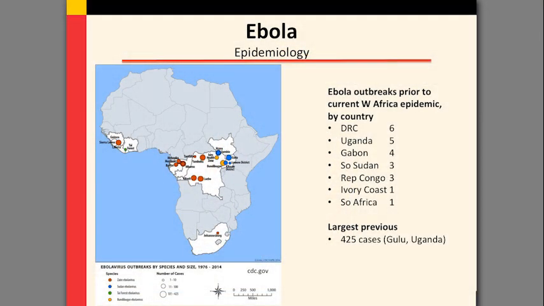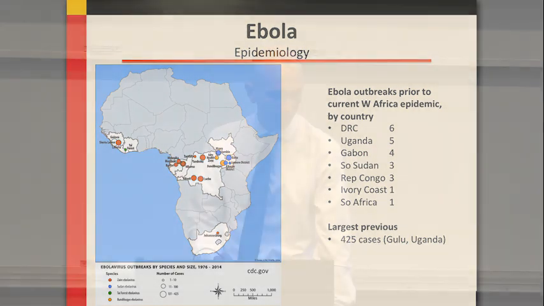This shows a map of Africa. Depending on the country, this shows the number of Ebola outbreaks that have occurred in the past. DRC is this very large country in the central part of Africa that has experienced 6 outbreaks. Uganda, this tiny country just to the right of DRC, 5 outbreaks. Gabon on the west coast, 4 outbreaks in the past. South Sudan, just above Uganda and DRC. Republic of Congo, this tiny sliver of a country here. And Ivory Coast, there's been 1 outbreak back here on the west coast of Africa.